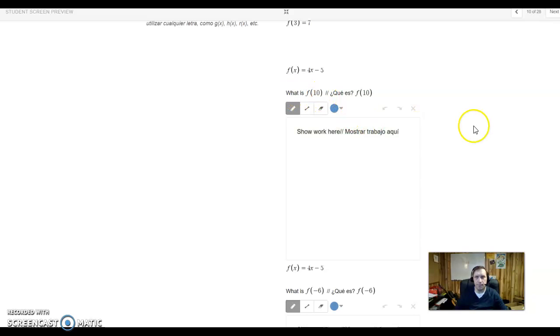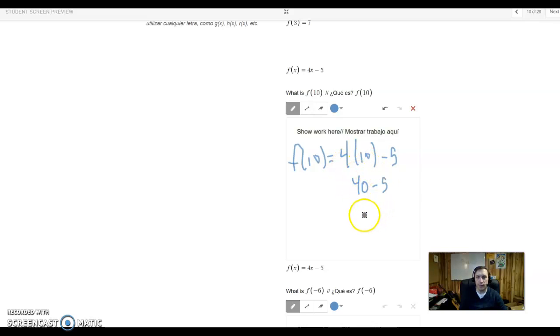So then go here, test yourself. What is f of 10? So you should set up your equation. f at 10 equals 4 times 10 minus 5. And then you just work through that. 4 times 10 is 40.